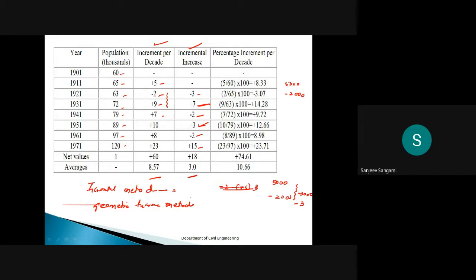Then when you are taking the average of this, you have to add all these things: minus 3 plus 7 minus 2, then plus 3 minus 2 plus 15 plus 18, divided by how many are there: 1, 2, 3, 4, 5, 6, 7. So if you do it, you will get 3. The average will be 3.